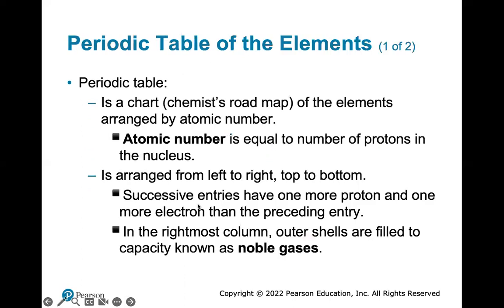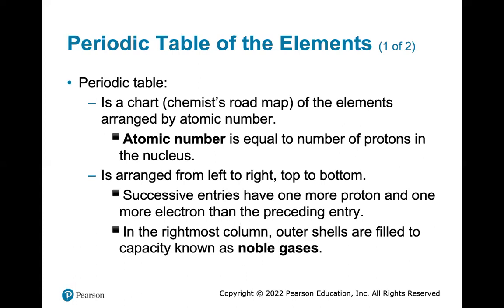Okay, the periodic table. The periodic table is a chart. It's a chemist's roadmap of the elements arranged by atomic number. The atomic number is equal to the number of protons in the nucleus. It's arranged from left to right and top to bottom. Successive entries have one more proton and one more electron than the preceding entry.